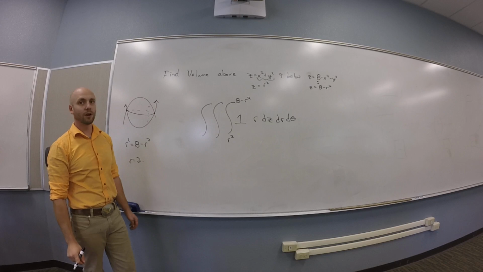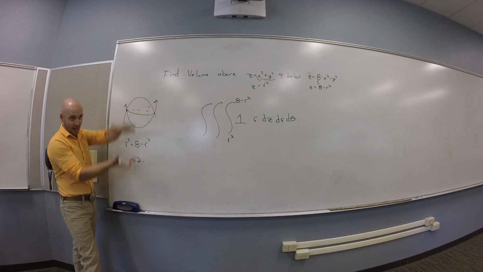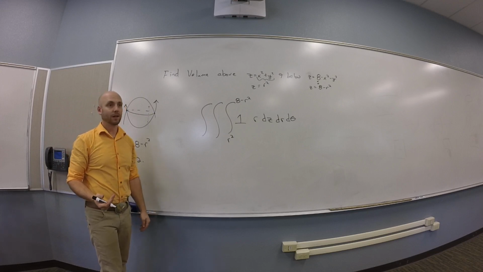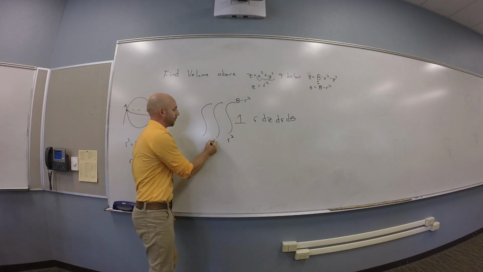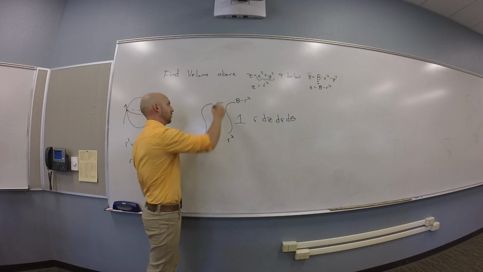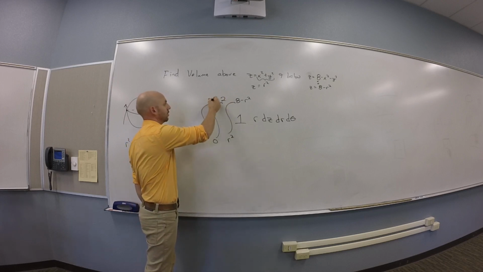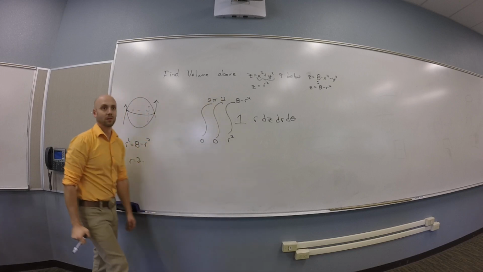And then your r's, after you smash, you get a disk. And your disk has radii that go from 0 to 2. And your thetas go from 0 to 2 pi. Cool?